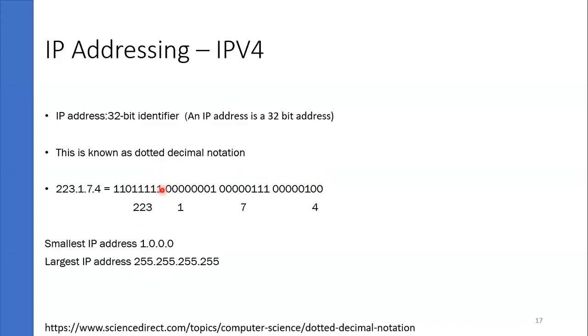we have to get back. Since we have to start from 0, if we started from 1 it would be 256, but starting from 0 there are 256 numbers: 0, 1, 2, 3, 4 and the maximum ends at 255. If it starts from 1 then it should be 256, but since it starts from 0 we have to end at 255. That's the reason for 255, so this is the largest IP address that we can generate.